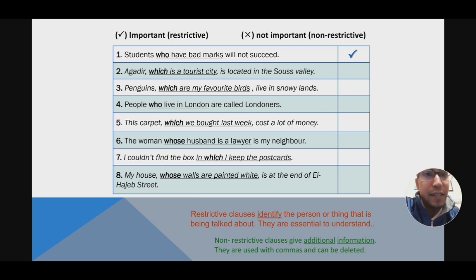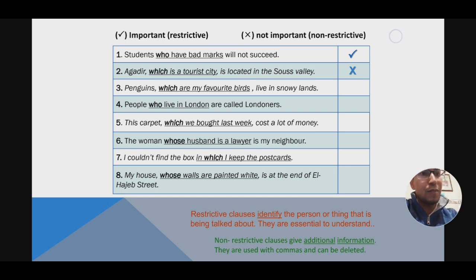The next one: Agadir, which is a tourist city, is located in Sousse Valley. Important or not important? Yes, you're right. It's not important. Why? Because we can say Agadir is located in Sousse Valley without the need of saying that it is a tourist city. It's just additional information.